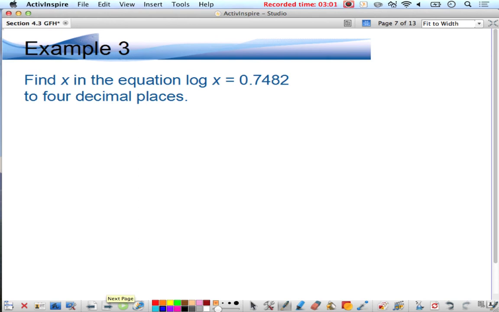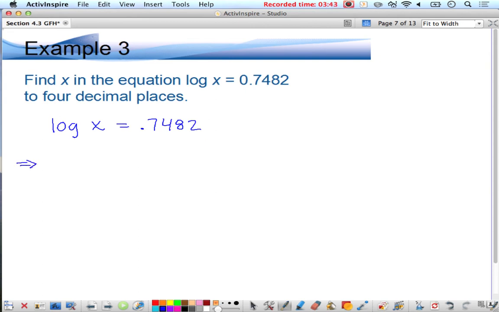So let's take a look at this equation. Log of x is equal to 0.7482. And we would like to find x to 4 decimal places. So let's start with that equation. Log of x is equal to 0.7482. So because the variable is over there with the log, I can't just type it in my calculator. I can't just type in log of x and it give me the answer. I'm missing the x. So if you're missing something on the side with the log, what do you have to do first? You rewrite it in exponential form.